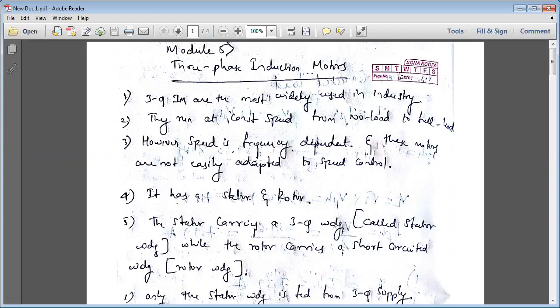So what is a motor? A motor is a machine which converts electrical energy into mechanical energy. So that we can call a motor. Generator is the reverse, which converts mechanical energy into electrical energy. So it means that a three-phase induction motor is a conversion of electrical input to mechanical output.